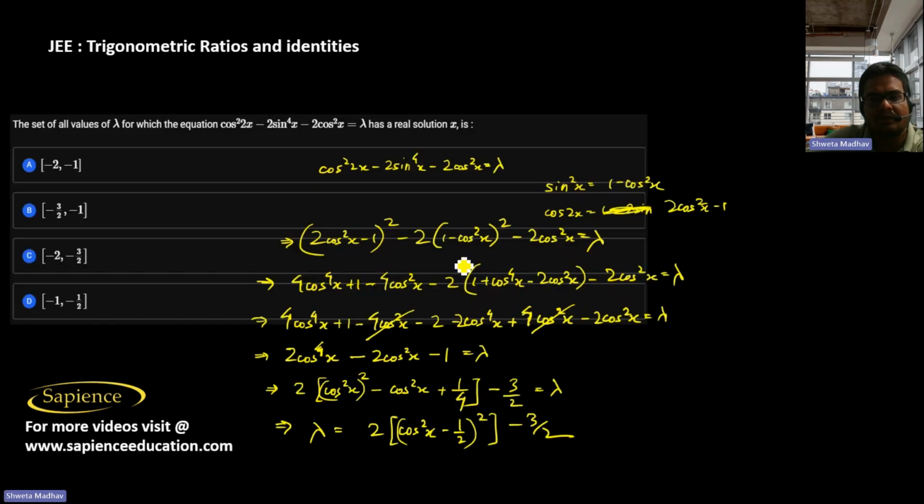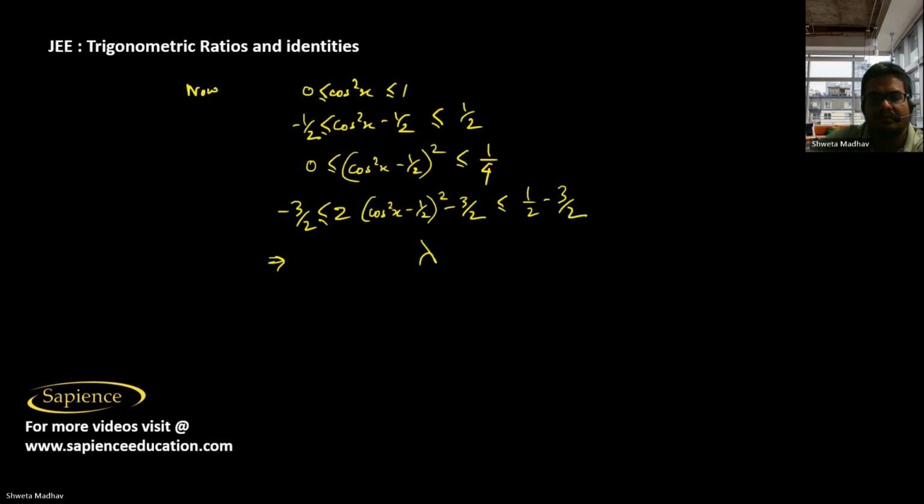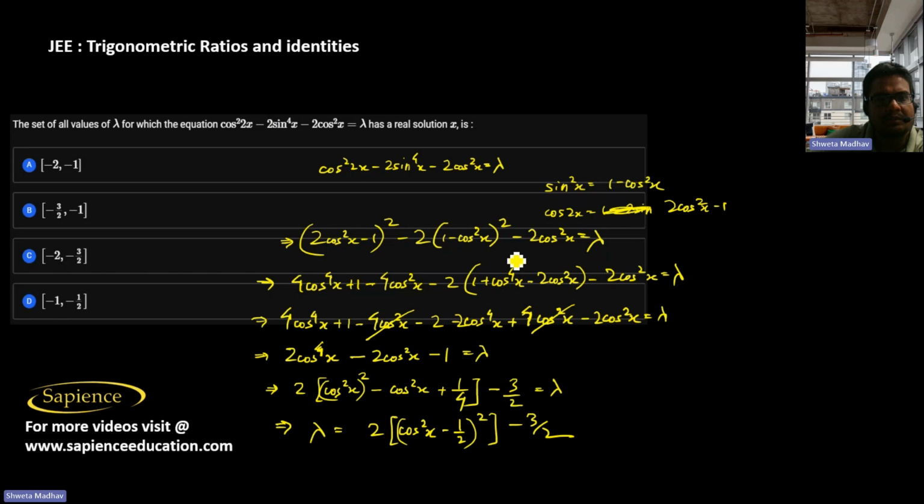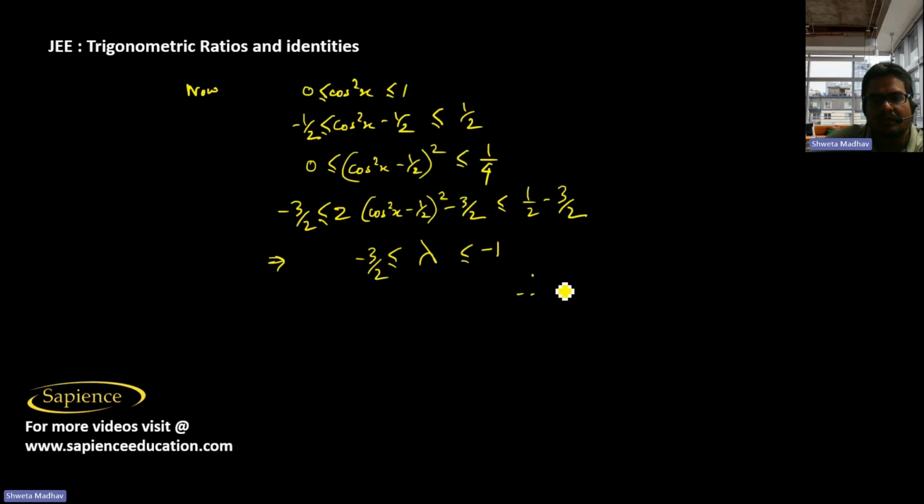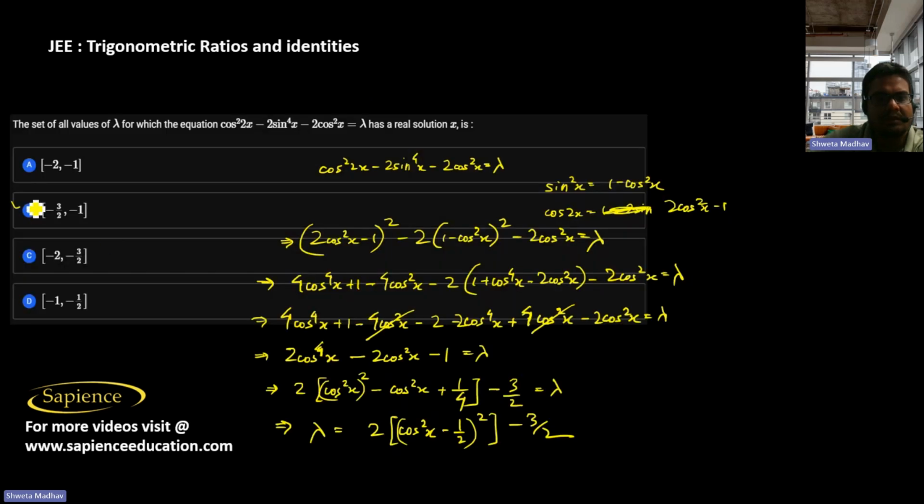So now this value is lambda, so lambda value will go from minus 3 by 2 to minus 2 by 2, that is minus 1. So minus 3 by 2 to minus 1. Therefore, lambda belongs to minus 3 by 2 to minus 1. So option B is the correct answer.